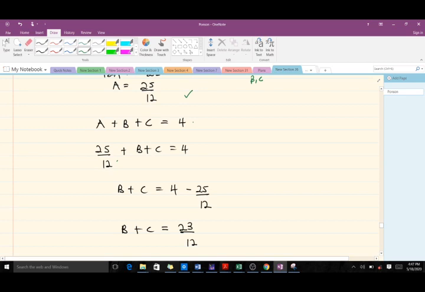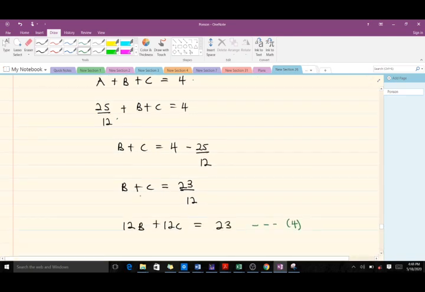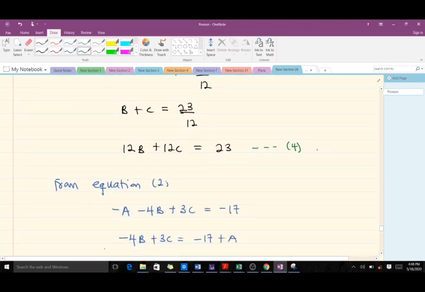After making that substitution, we have B plus C equal to 4. When this crosses, we have negative 25 over 12. When you do that computation, you get B plus C equals 23 over 12. You can decide to leave it that way or multiply through by 12. When we multiply through by 12, we have 12B plus 12C equals 23, and this happens to be equation 4. Then also note that from equation 2, we had negative A minus 4B plus 3C equals negative 17.